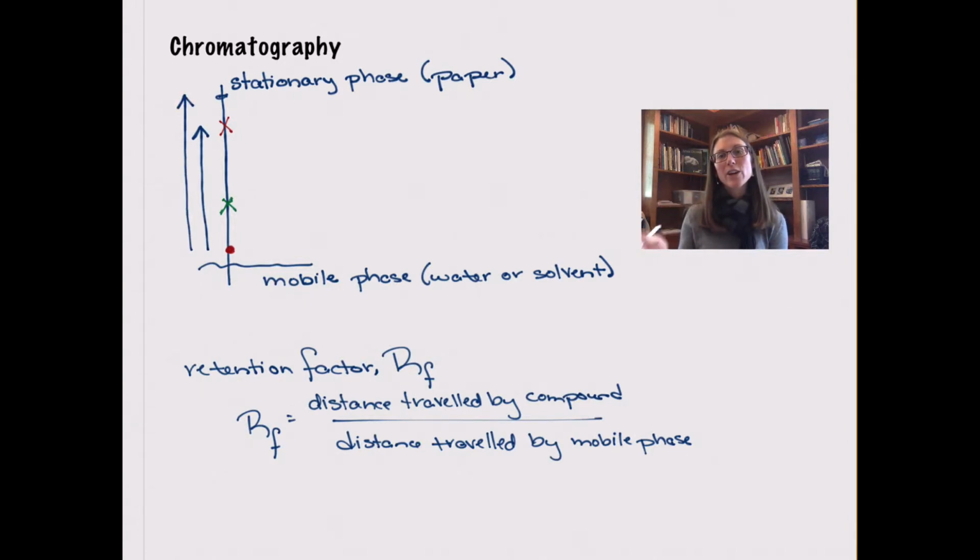And so I'm going to get a value between 0 and 1. And the greater the attraction based upon intermolecular forces for the mobile phase relative to the stationary phase, the greater the retention factor or RF value will be. And so chromatography is a nice way to separate compounds based on their intermolecular forces.